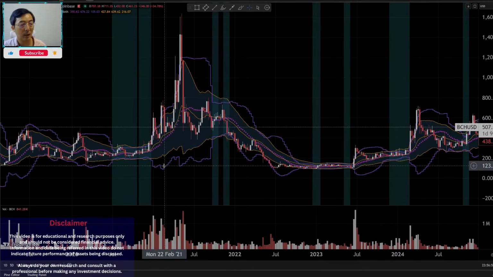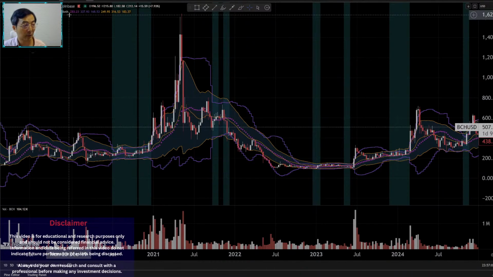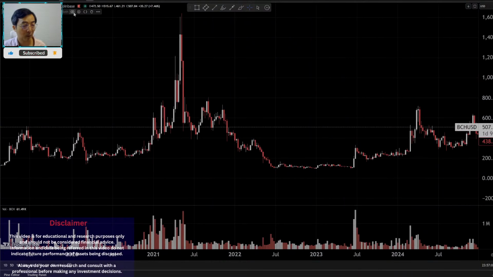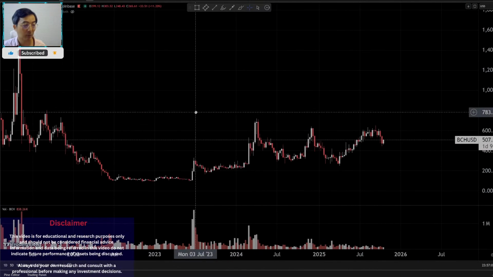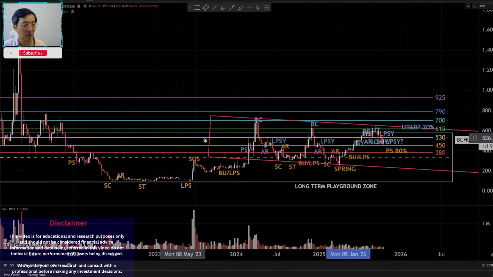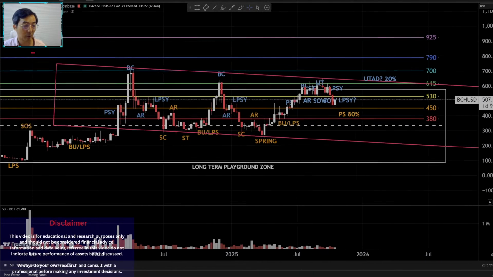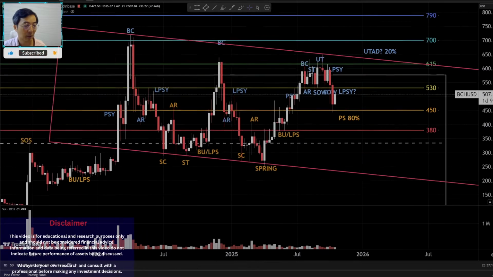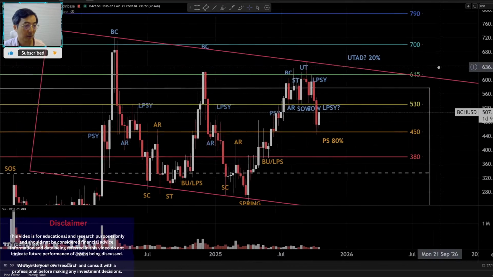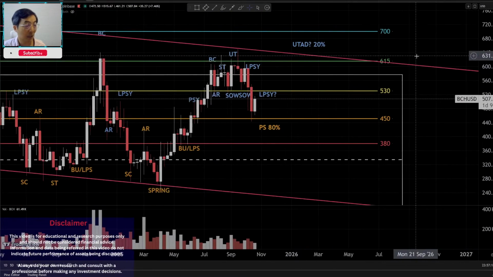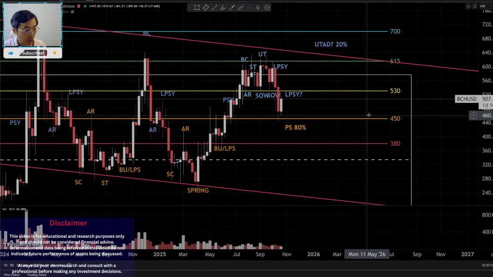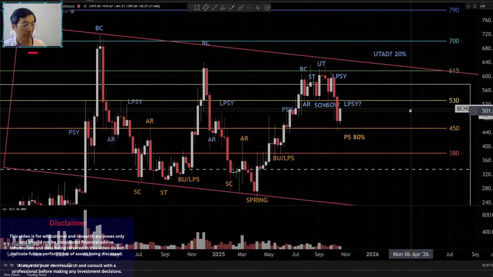When you use this Bollinger Band Corner Squeeze indicator, consider it as an early indication of potential bigger price fluctuations, not that it's going to tell you whether the price is going to go up or down. I use this together with Wyckoff and the playground zone or the channel boxes theory to help me see what's likely going to happen. So this is the big picture.